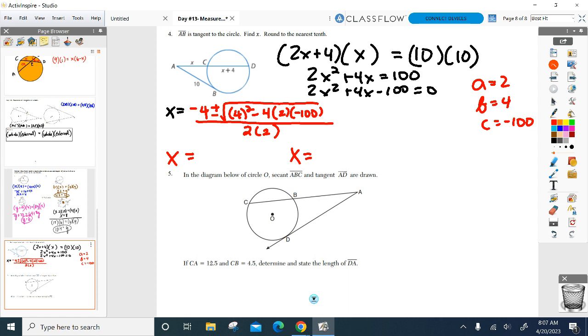Make sure you use the subtraction button when needed and the negative button when needed. Don't mix them up. Negative 4 and negative 100 should get the negative sign, and the subtraction should be outside and inside as well. So make sure you do the plus version and the minus version. Round it to the nearest tenth. Parentheses where needed.